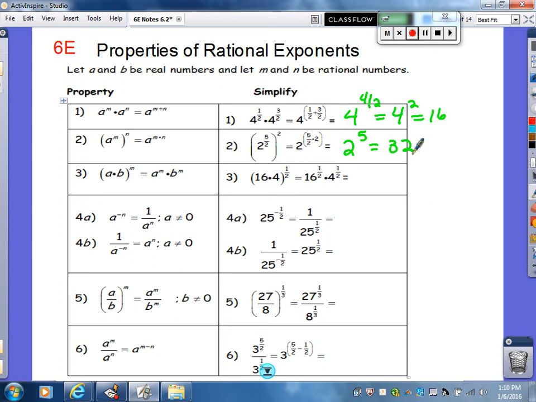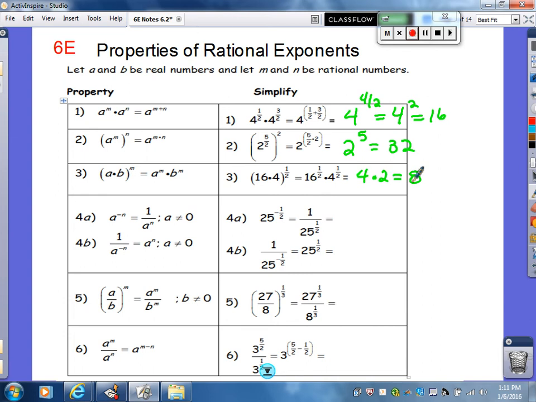Alright, if our bases are not the same, we're going to raise each base to the same exponent. Now you have a choice here. You could multiply the 16 times the 4 first, but if we're doing this without a calculator, we're going to keep our numbers small. We can also distribute, wrong terminology, but kind of, that 1/2. So 1/2 means square root, so the square root of 16 is 4 times the square root of 4, which is 2, so our final answer is 8.